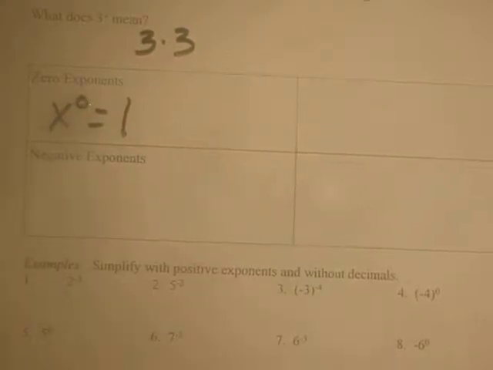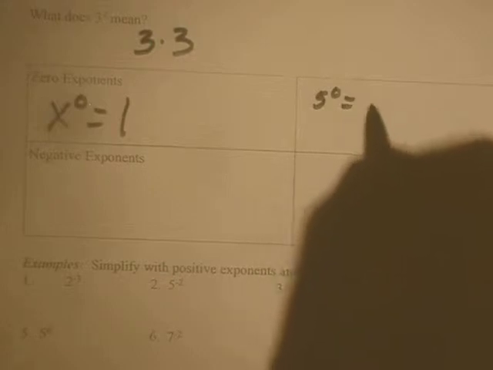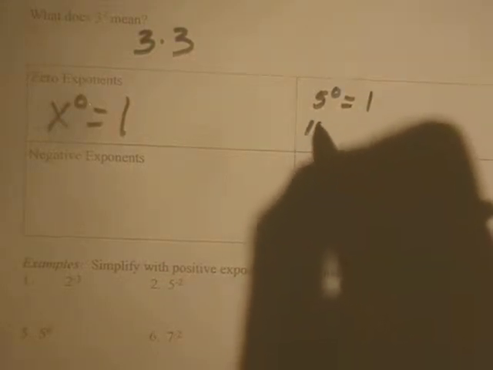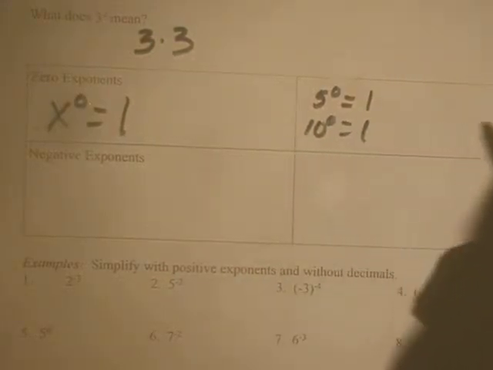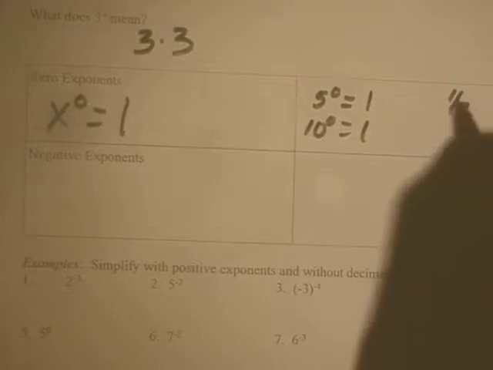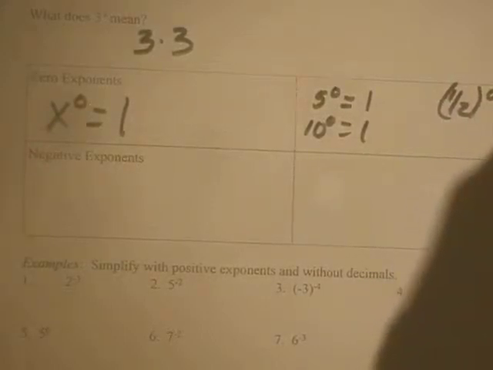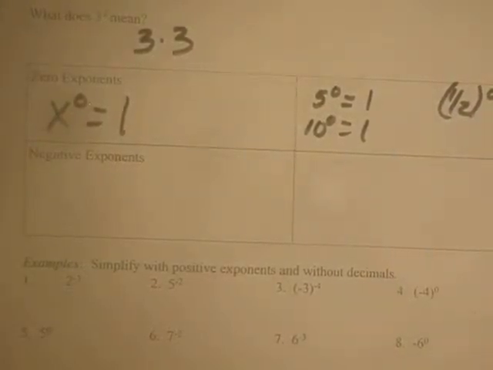Anything to the 0 power is 1. And some of you are going to get confused and you're going to want to say 0. But anything to the 0 power is 1. It doesn't matter if it's a whole number. 10 to the 0 power is 1. If it's a fraction, anything to the 0 power is 1.